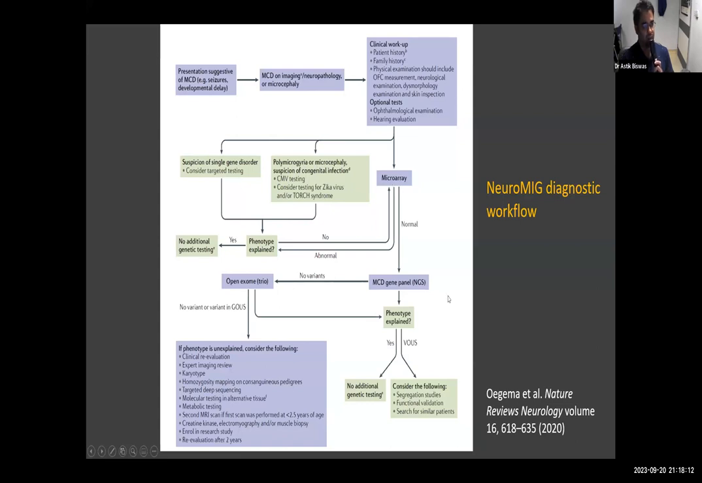Microarray, gene panel, and open exome trios are done when it does not fit into any of these. And finally, the overall diagnosis sometimes is still not clear even after all these tests, and requires multidisciplinary team discussions with the radiologist, geneticist, neurologist, etc.